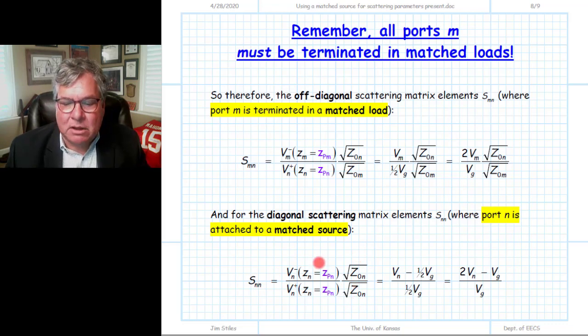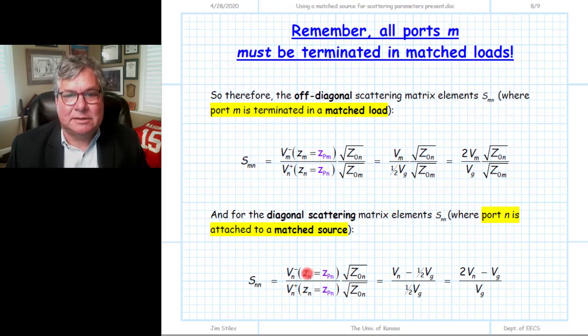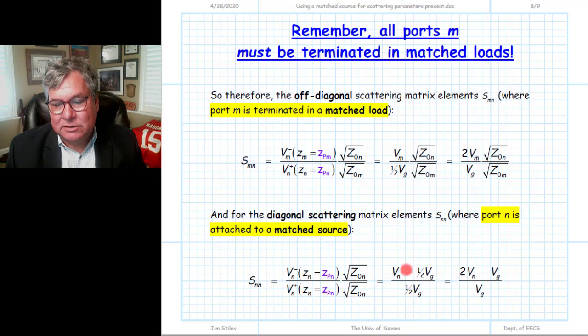What about V minus? V minus is different, of course, than what we had up here on the off-diagonal elements. V minus, the scattered wave for the port where the matched source is attached, we know is the total voltage for that port, and that's what you found from analysis. You're going to find this total voltage, and we're going to put it right in there, and then subtract from that 1/2 VG.